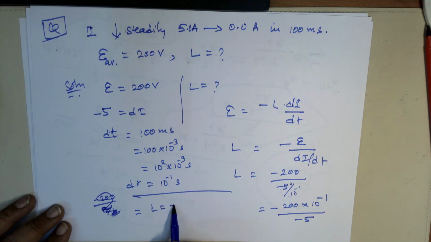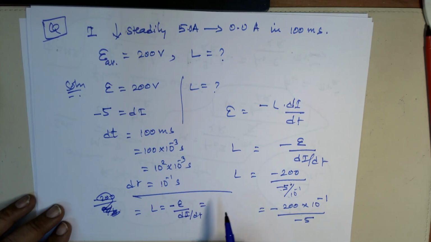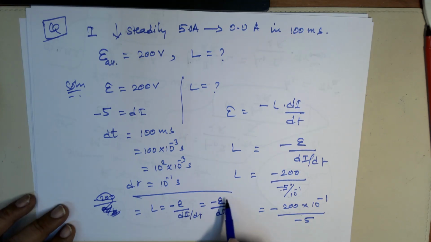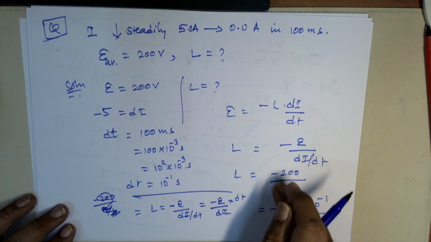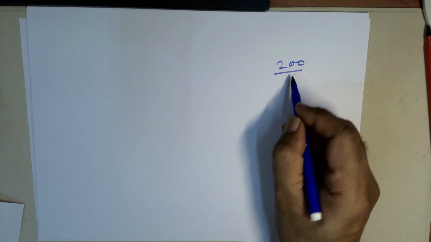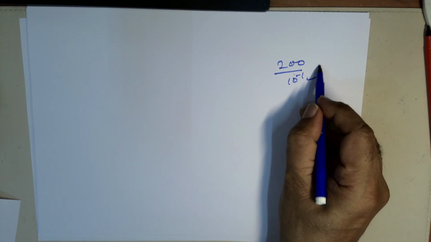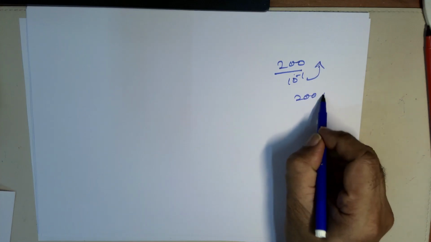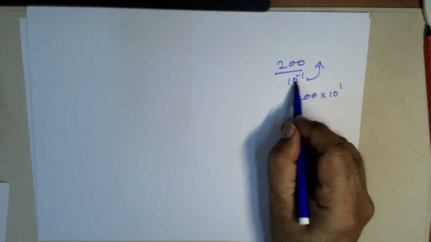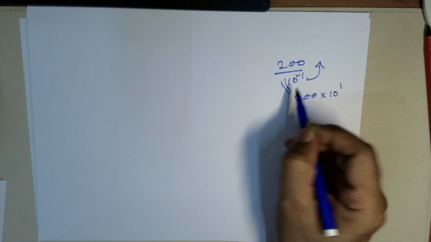It means what? Or you can put even like this also. L is equal to minus E divided by di by dt. That is equal to what? Minus E divided by di. This dt goes up. I hope now you should be able to understand. If it is in the numerator, for example, if it is 200 divided by 10 power minus 1, when it goes here, it becomes 200 into 10 power plus 1. But it is not in the numerator, it is this itself in another fraction.